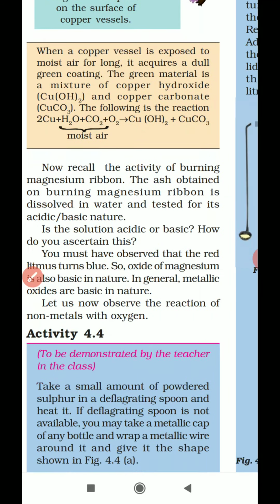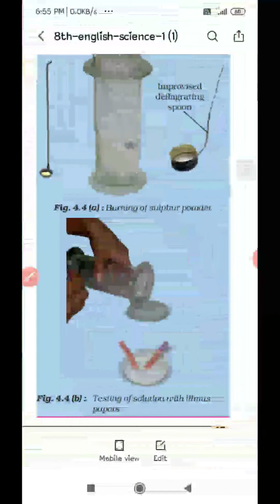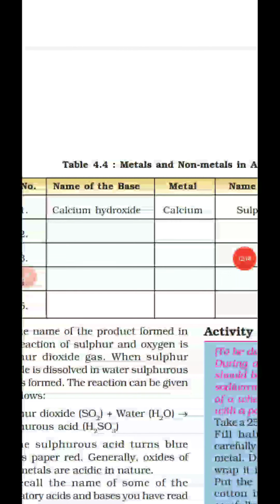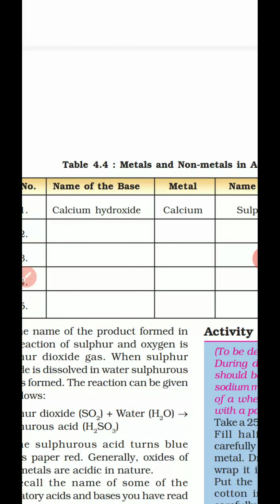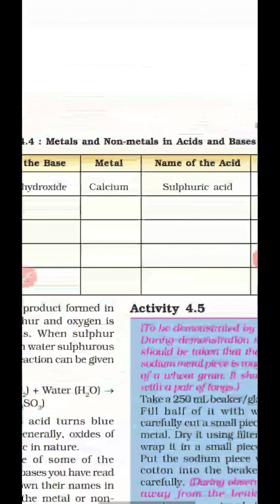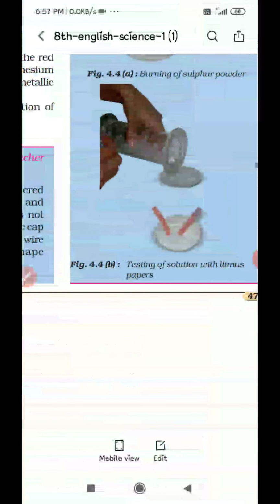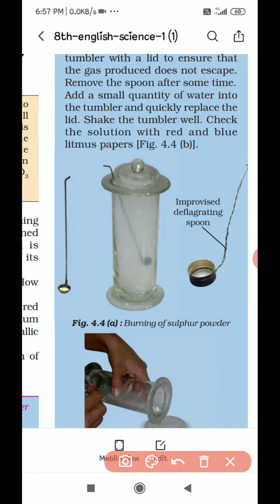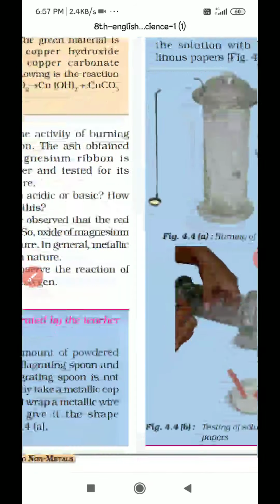Now let us go on with the second property of the metals. Before going with the second chemical property, let us learn how a non-metal reacts with oxygen. When a non-metal reacts with oxygen, we have an activity here. In this activity, I am going to take a deflagrating spoon. This is called a deflagrating spoon. Here you have the spelling. Deflagrating spoon.